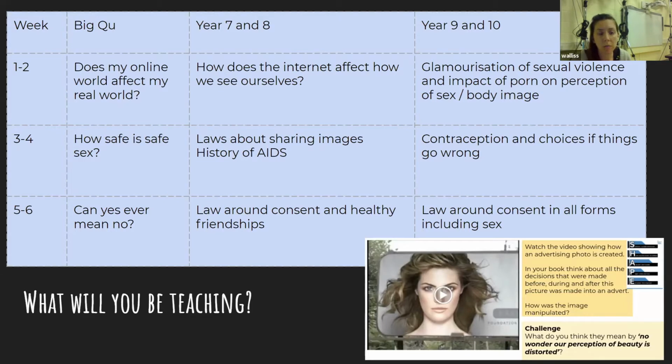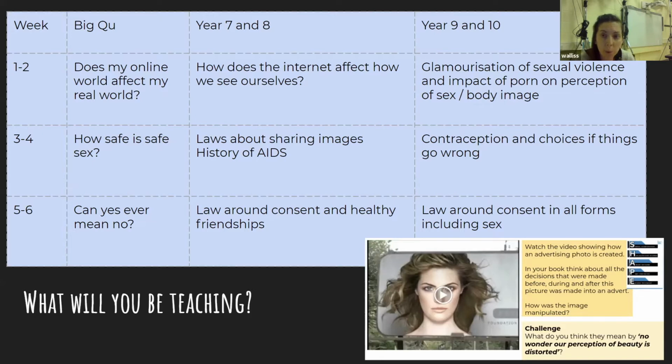They're going to look at how magazines might airbrush photos and how that impacts them and their own mental health. For year 9 and 10, this is actually one of the opt-out lessons, although we haven't had any year 9s and 10s opt out of this yet. We're going to be talking about the impact of porn on perceptions of sex and body image. Obviously, it goes without saying we won't be showing them any porn, but we will be discussing it because it's the reality that some of our students will have watched that, will have shared that, and also talking about the glamorization of sexual violence and how that can contribute to it.